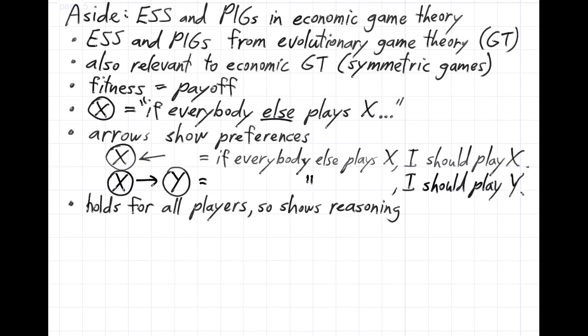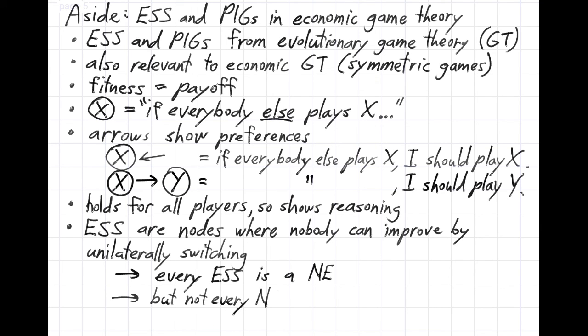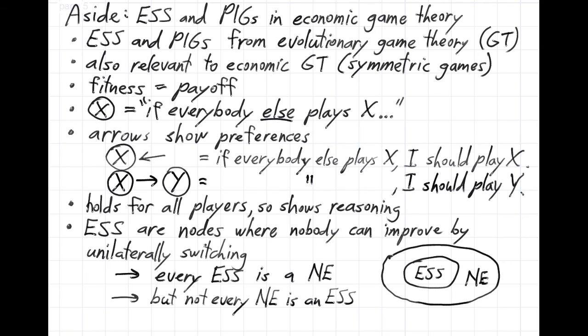nodes that only have inwards arrows. Once players have reached those nodes, they will no longer switch out of them. So those nodes are ESSs, where there's only arrows pointing in. And if nobody can improve by unilaterally switching out of those nodes, then they're also Nash equilibria. So every ESS is a Nash equilibrium, but not every Nash equilibrium is an ESS. So if we have the set of all ESSs, then that's just a subset of all Nash equilibria. There's my little Venn diagram.